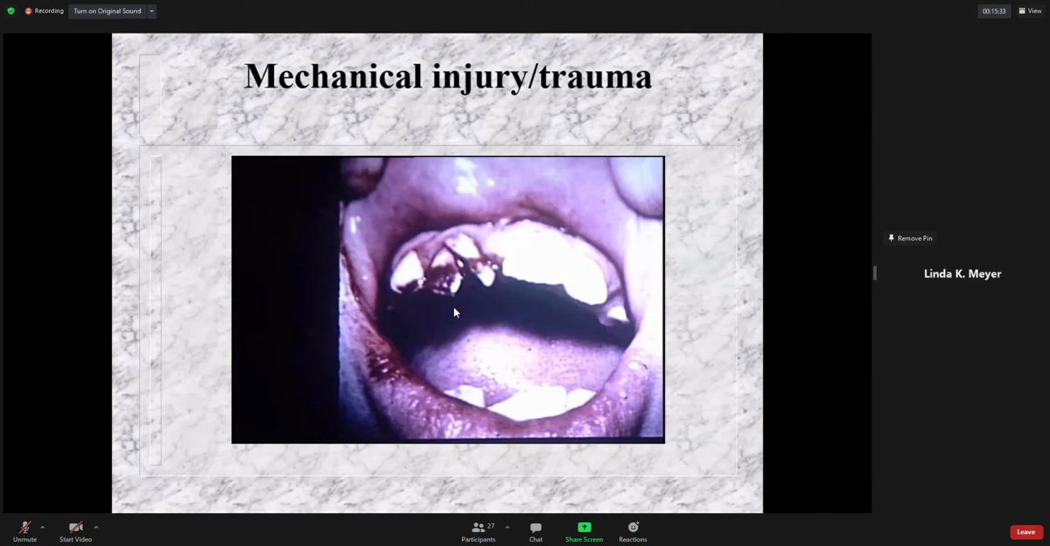Okay, so here this person could have been hit in the mouth in a car accident, or fallen down. That's the injurious stimulus, but the oral cavity is subject to a lot of wear and tear, or in other words, a great deal of trauma or mechanical injury.